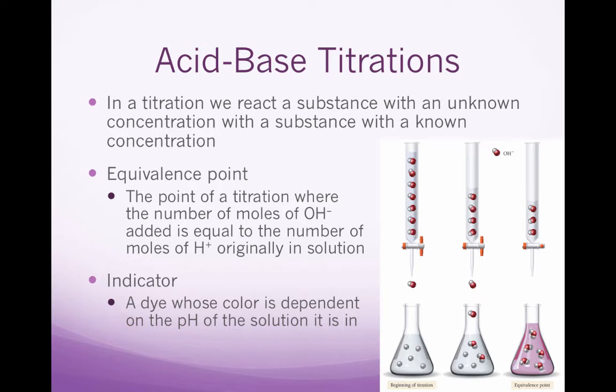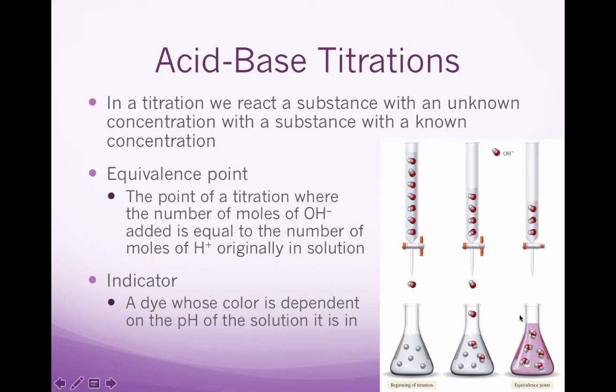And then from that, since now we know the moles of our acid, and we knew the volume of it before, we can calculate the concentration of the acid. And how do we know when to stop titration? Well, we use something called an indicator. An indicator is some dye whose color is dependent on the pH of the solution it's in.